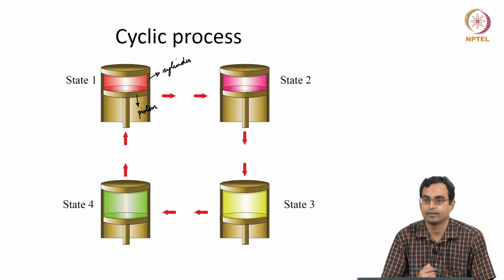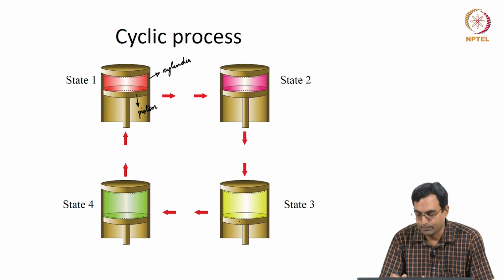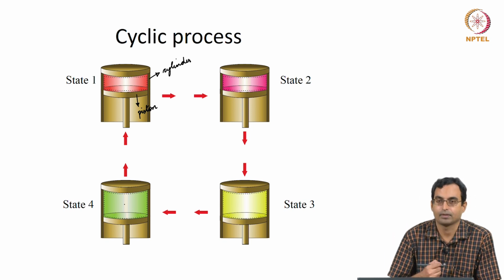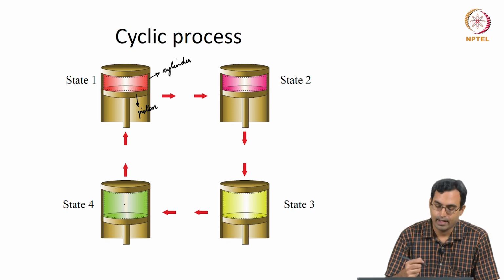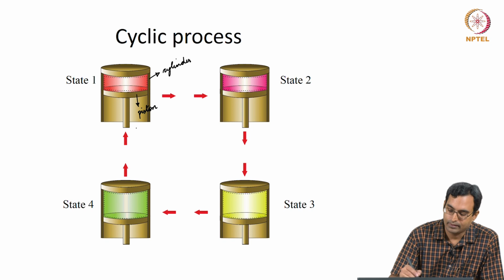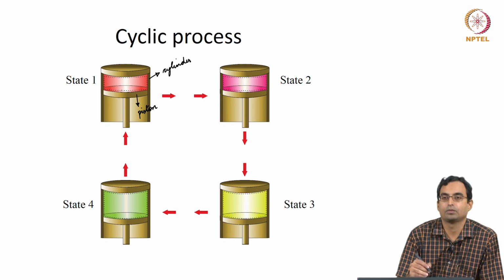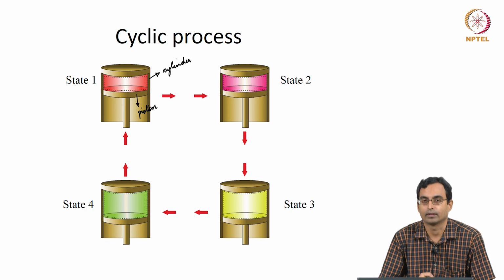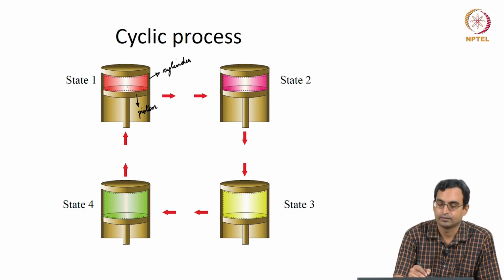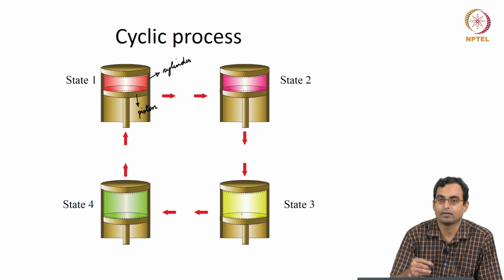This is some other state 3, and after some time something else has changed. I come to some state 4, maybe the temperature has changed or pressure has changed again, and after a while I change something else so that it comes back to whatever the set of properties was initially. So, it comes back to state 1. So, I started from state 1, I did a lot of stuff, I came back to state 1.